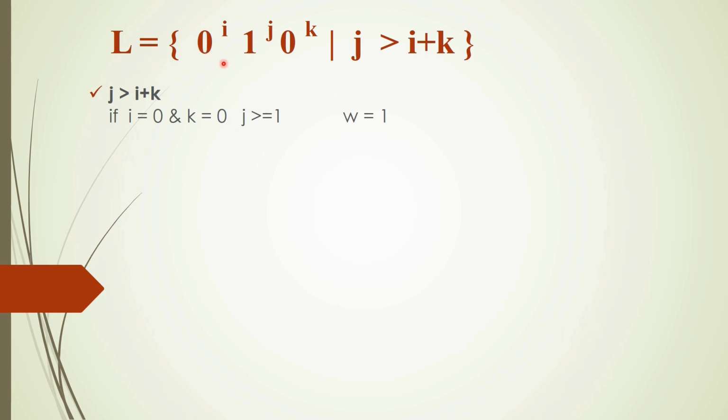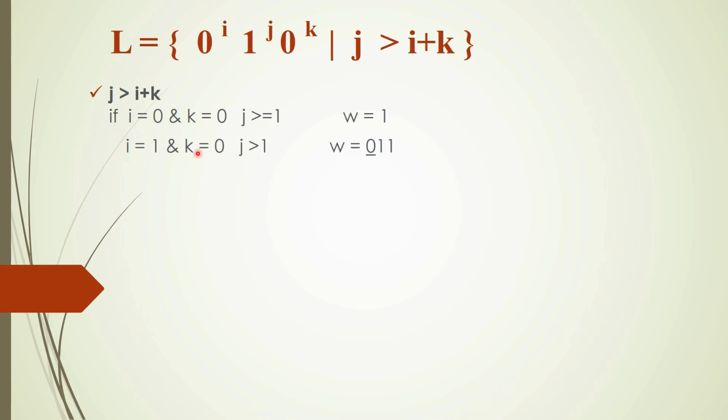Okay. Now let's focus on the language. As per the problem statement, your j should be greater than i plus k. Now according to this, let's generate the language first so we can understand the pattern of the language generated by this problem statement. Okay. Now j is greater than i plus k. So if i is equal to 0 and k is equal to 0, which means j is supposed to be greater than or equal to 1 because i and k are not there. So that's why 0 does not appear over here, but j is greater than or equal to 1. Okay. So that's why your string is 1.